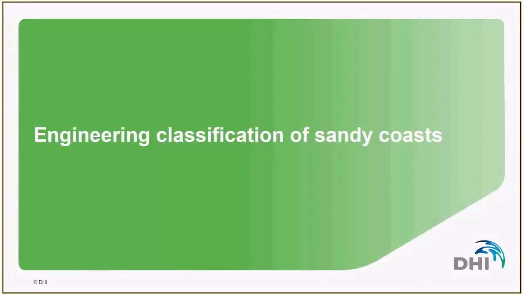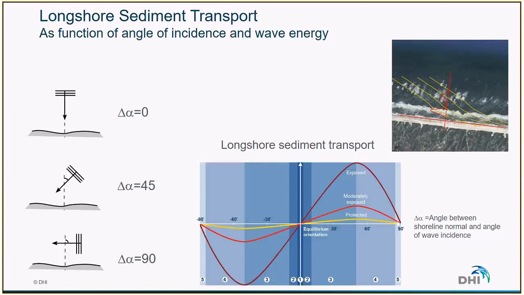Another way of classifying the sandy coast is based on the coastal response it has to interferences. In that sense, wave direction is also a very important parameter, as we've seen during the previous webinar, which you can still consult online. The longshore sediment transport is dependent on the angle of incidence of the wave energy. So when we have waves arriving normal to the shoreline, the angle is close to zero, and therefore the longshore sediment transport is also close to zero.